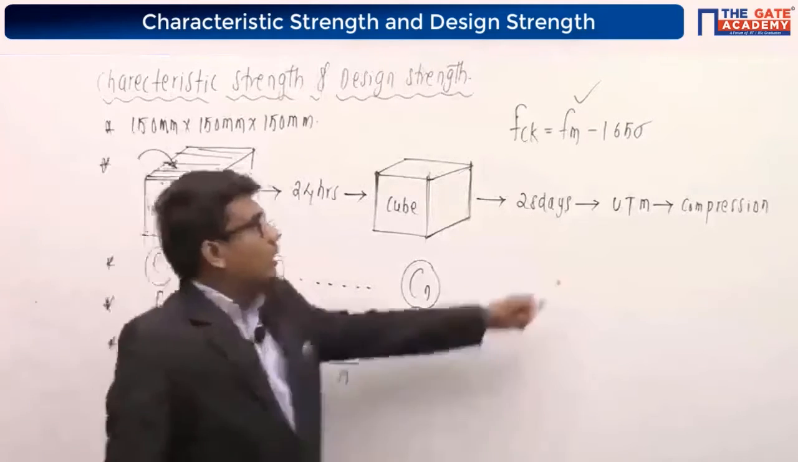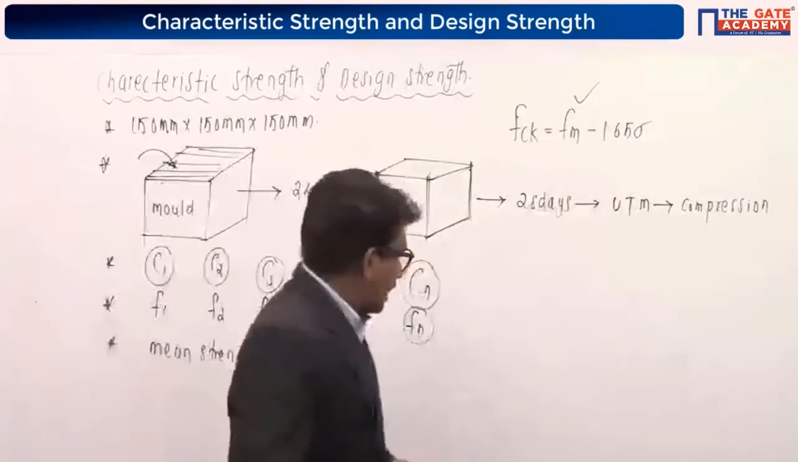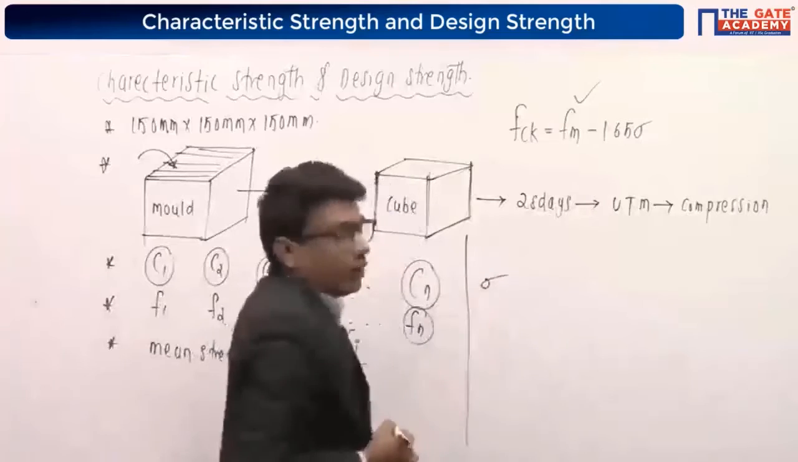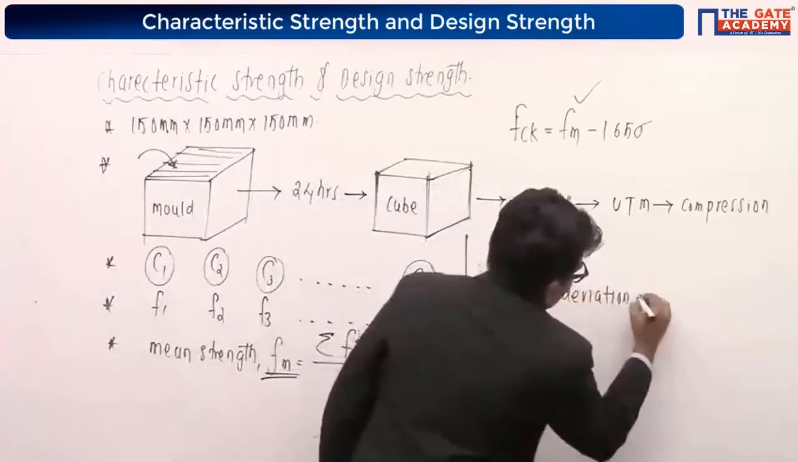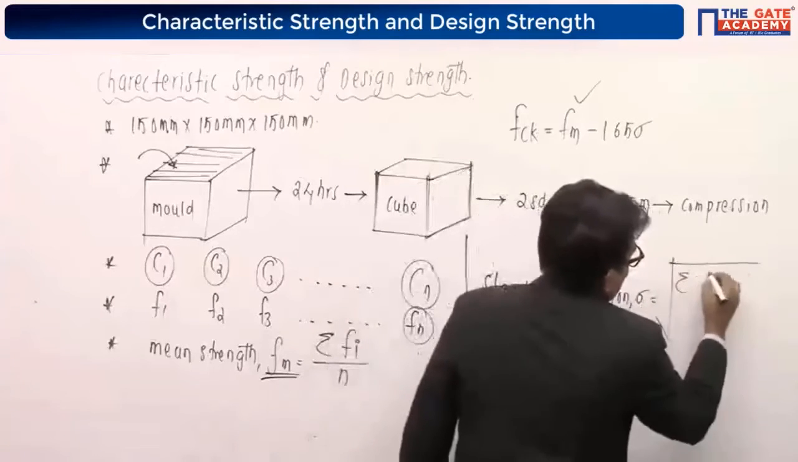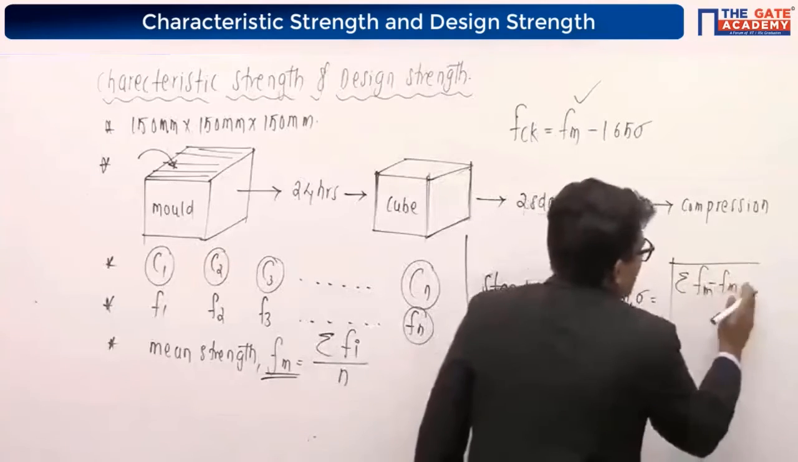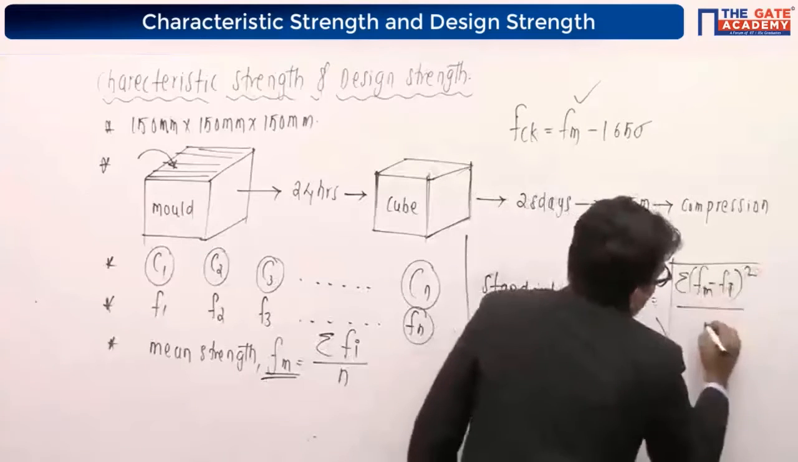Tell me how to calculate this sigma value. We discussed it in the previous lecture. Those who are absent, I am explaining it again. In order to determine the sigma value, we use the standard deviation. Standard deviation, that is sigma, is equal to the square root of sigma (Fi minus Fm)² or (Fm minus Fi)², both will give you the same result because we are squaring it, divided by n.